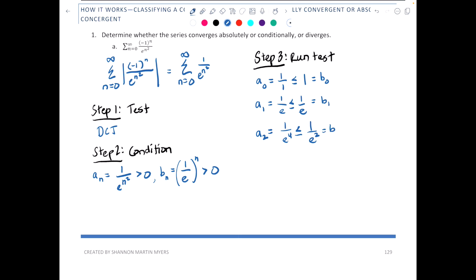So we're in a good space here, and let's do one more. A3 will be 1 over e to the 9th, right? Yep, 3 squared is 9, as opposed to 1 over e cubed. So we're good here. That'll continue on. So that means that 0 is less than a sub n, which is less than or equal to b sub n for all n greater than or equal to 0, actually.